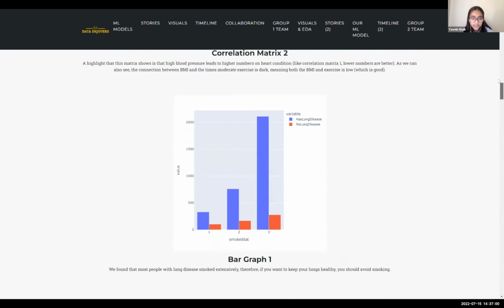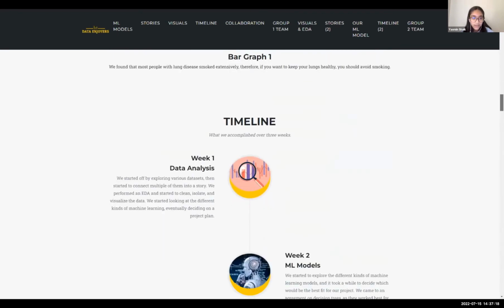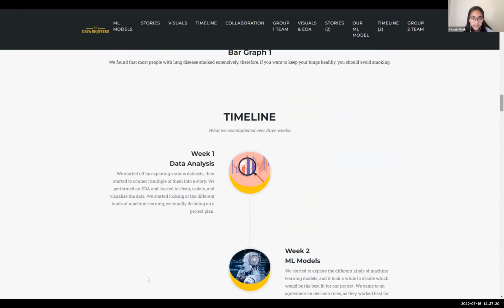Correlation matrix two. A highlight that this matrix shows is that high blood pressure leads to higher numbers on heart condition. Like correlation matrix one, lower numbers are better. As we can also see, the connection between BMI and the times of moderate exercise is dark, meaning both the BMI and exercise are low, which is good. And bar graph one. We found that most people with lung disease smoked extensively. Therefore, if you want to keep your lungs healthy, you should avoid smoking.